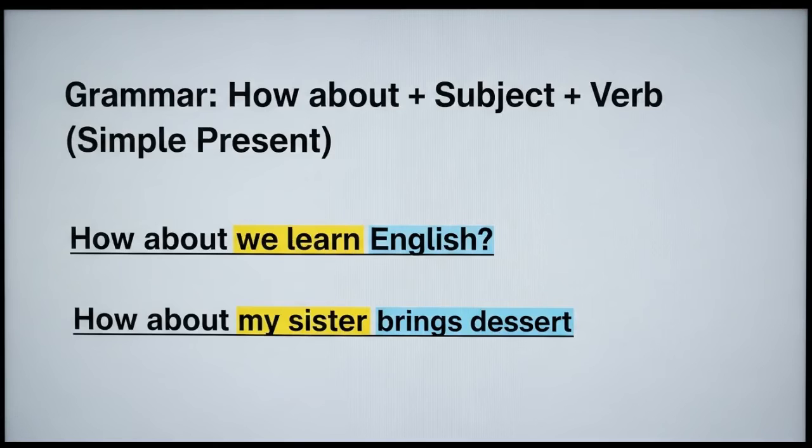Negative sentences. Yes, you can make a negative suggestion using how about. You follow the exact same rules as the simple present tense. Use don't or doesn't, depending on the subject. Example. How about my sister doesn't come to the party tonight? Not a nice thing to say, but grammatically correct.